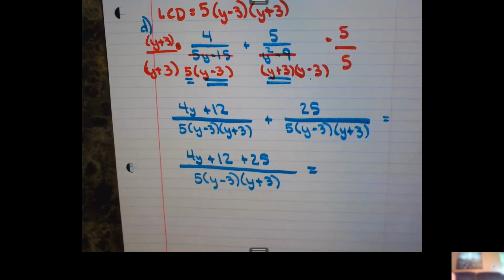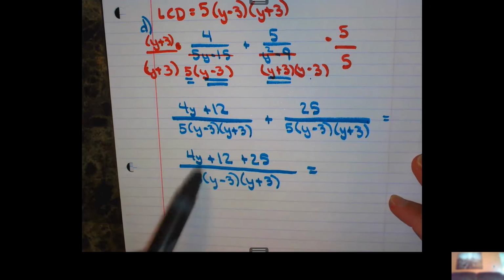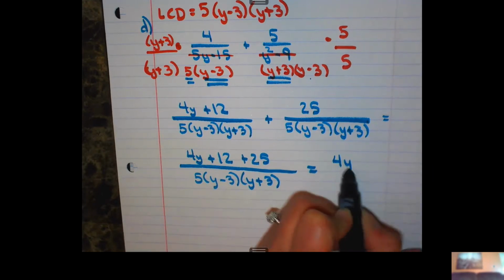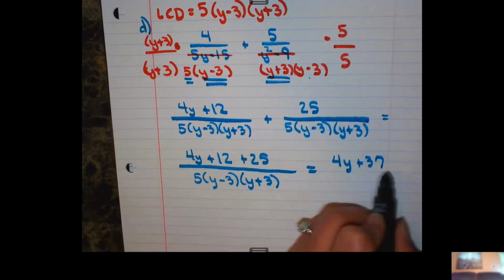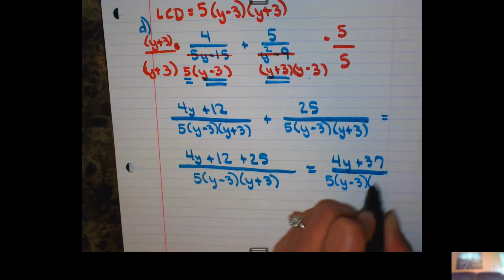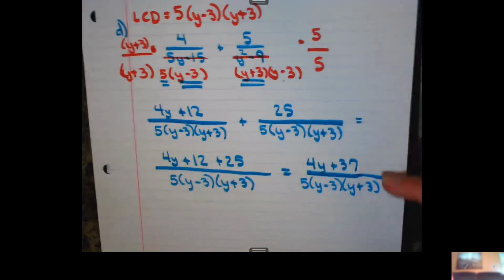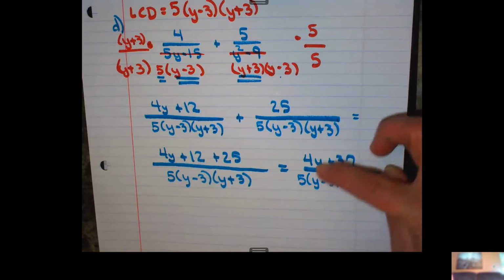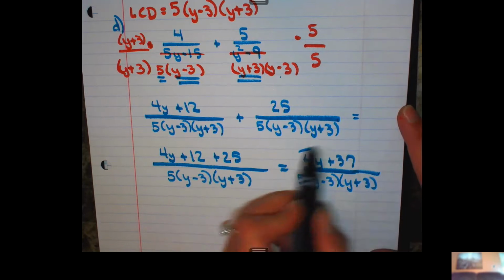Next step is to simplify, so I can combine like terms. And again, we could have skipped this step right here, but I wanted to show you this because it will get more complicated. I'll bring down the 4y, 12 plus 25 is 37. And now I bring down my denominator. So I'm just rewriting it. To see if I'm done, I look to see if I can factor the top since there's a plus. There's no GCF, there's no power of 2. So I cannot take anything out of this, so I am done.